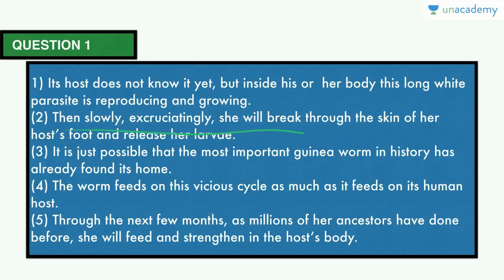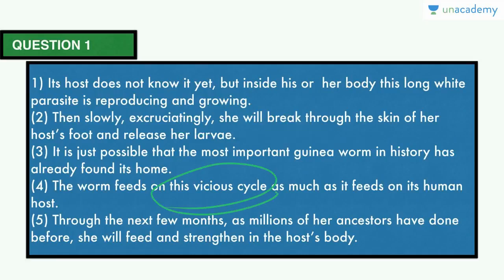Okay, let's have a look. It is just possible that the most important guinea worm in history has already found its home. What is the home? Its host does not know it yet, but inside his or her body, this long white parasite is reproducing and growing. So this host is the home. The body of this host is the home of this long white parasite. It is reproducing and growing. Got it. First of all, you're talking about the home of this guinea worm, and then you talk about what exactly the home is, then it will feed and strengthen, and then it will break.